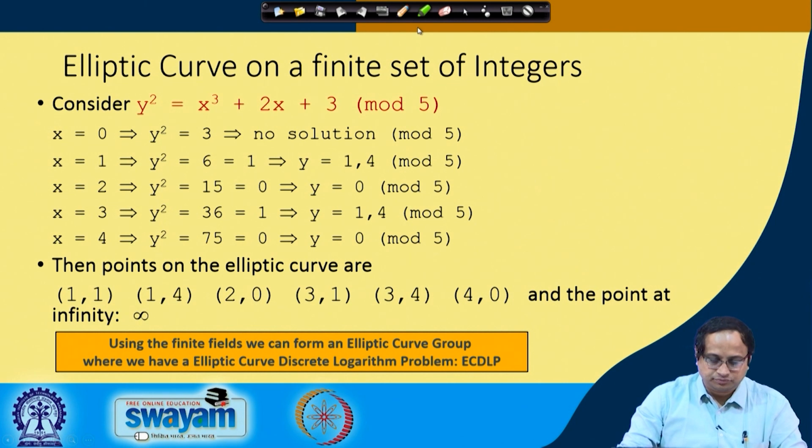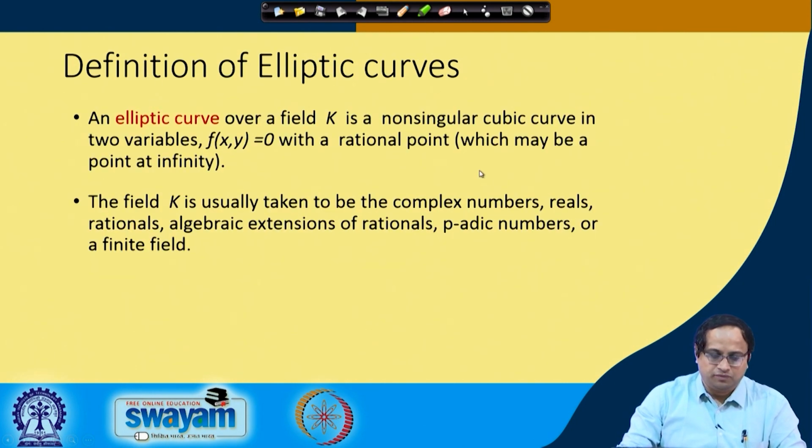So now we are all set to define elliptic curves. An elliptic curve over a field K is a non-singular cubic curve. I will be defining what non-singular means at the end of this class. It is a non-singular cubic curve in two variables f(x, y) equal to 0 with a rational point which may be a point at infinity.